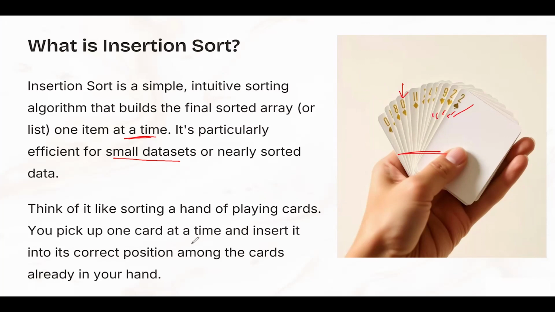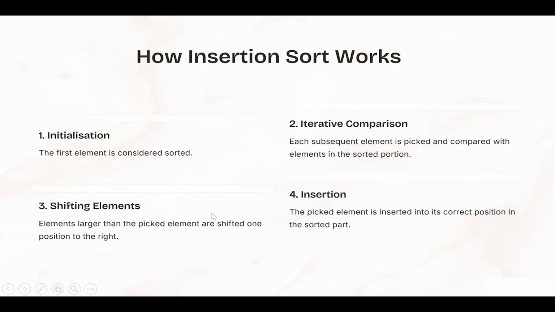You pick up one card at a time and insert it into its correct position among the cards which are already in your hand. This is how insertion sort works. Here, instead of cards, we are going to have numbers. So let us see how it works. First, the first element is considered sorted. Suppose I have the numbers 10, 23, 8, and 1. I will take the first number as sorted, or as a key. After that, I'm going to perform iterative comparison.